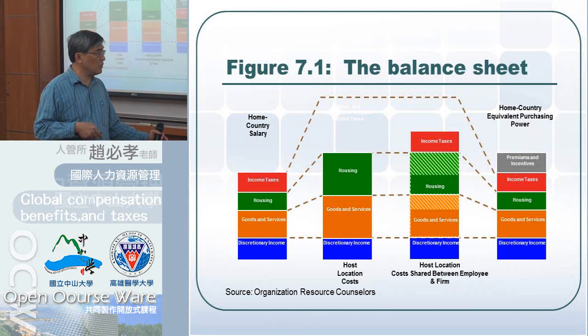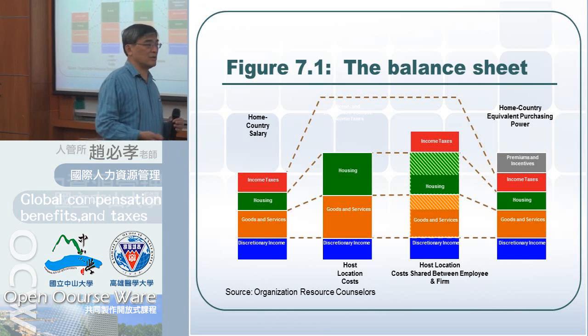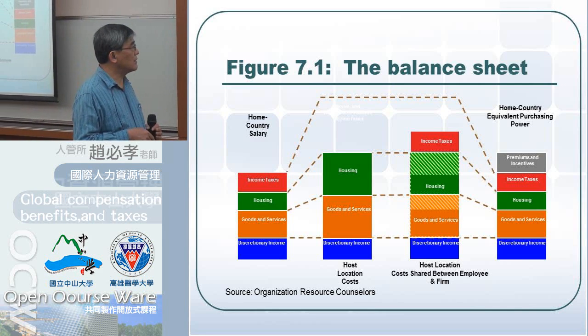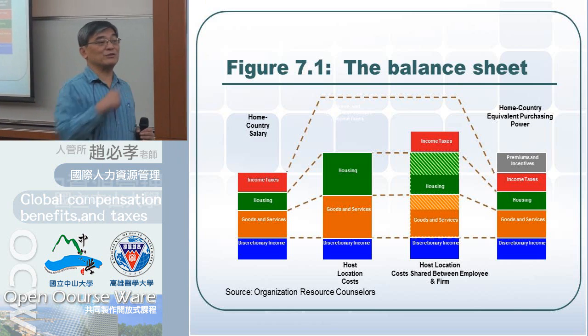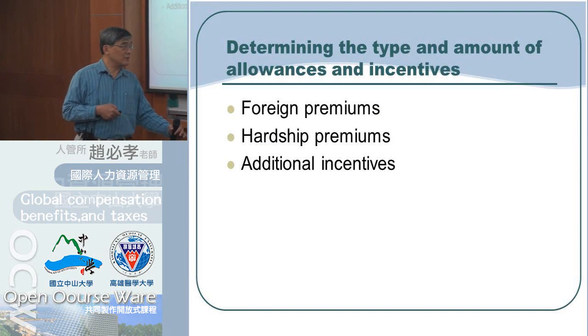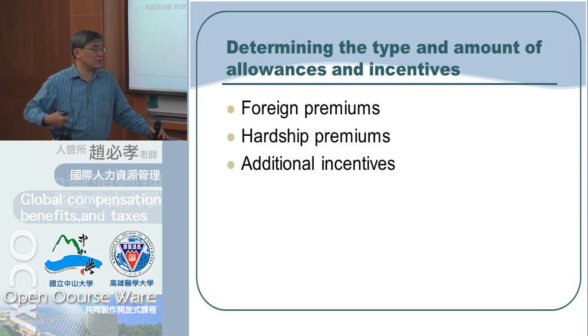So in this situation, the whole cost should be shared between the employee and the firm. You can consider this. They will pay you more. This is an increment, and then you can keep the same standard. In addition, there are premiums and incentives, to motivate you to go. So there are some premiums: the foreign premium, hardship premium, additional incentive.